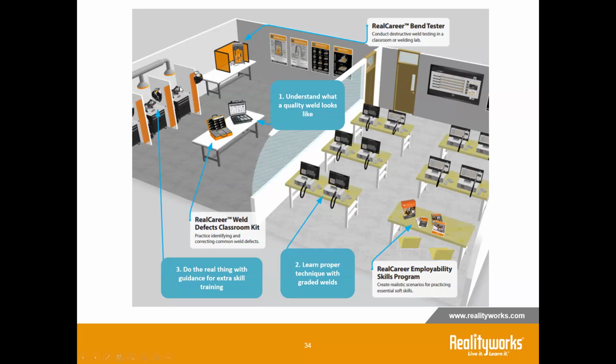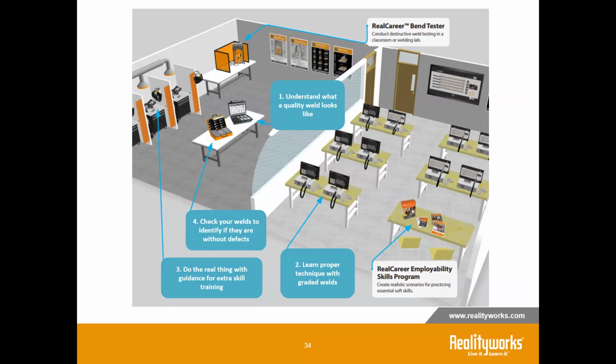And then after that, it is now time to focus on the quality of our welds. So our weld defect classroom kit allows students to check their welds to identify if they are without defect. And if they do have defects, man, I keep on undercutting my weld. I keep on having that same problem. Well, what's the issue? Oh, well, maybe my amperage is too high.